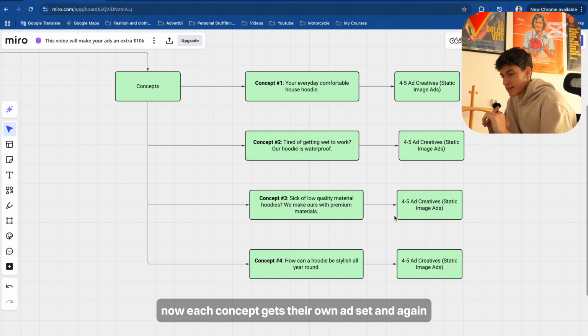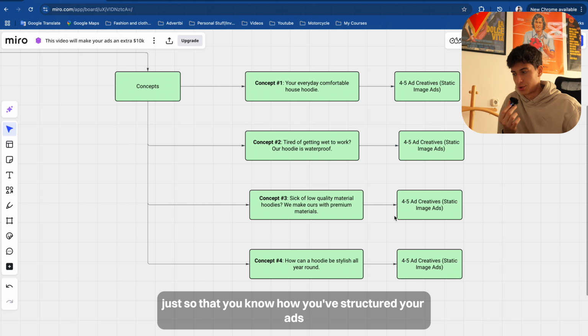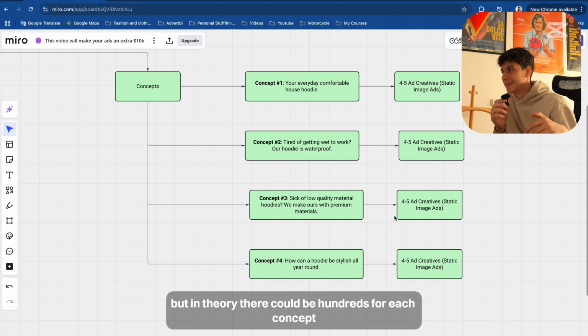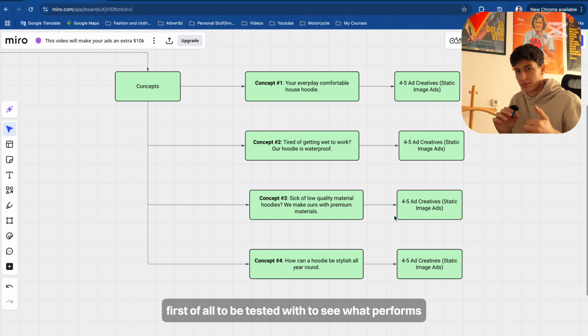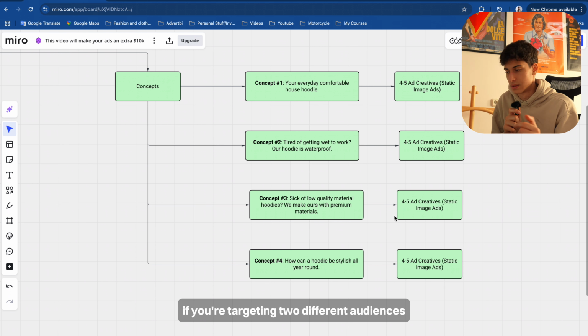Now each concept gets their own ad set, and again, you can mention the concept in the ad set as well, just so that you know how you've structured your ads. But these concepts all get 4 to 5 ads, but in theory there could be hundreds for each concept, but each concept gets 4 to 5 ads, first of all, to be tested with, to see what performs. And then let's say even a concept can get 2 ad sets if you're targeting 2 different audiences.